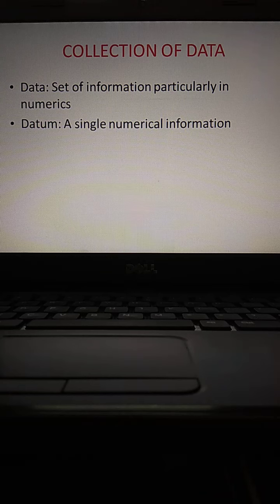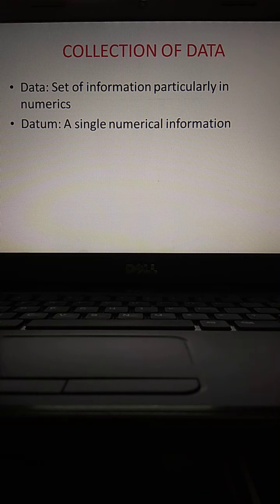Now, when you are thinking about the data, there are two terms. One is called data and one more is the datum. A datum is nothing but a single numerical piece of information. Collection of the datums becomes the data. Understand? So what do we mean by data? Data is nothing but the set of information, particularly in terms of numerics, in terms of numbers most of the time. Nowadays the data is also presented in terms of pictures, in terms of other signs also.